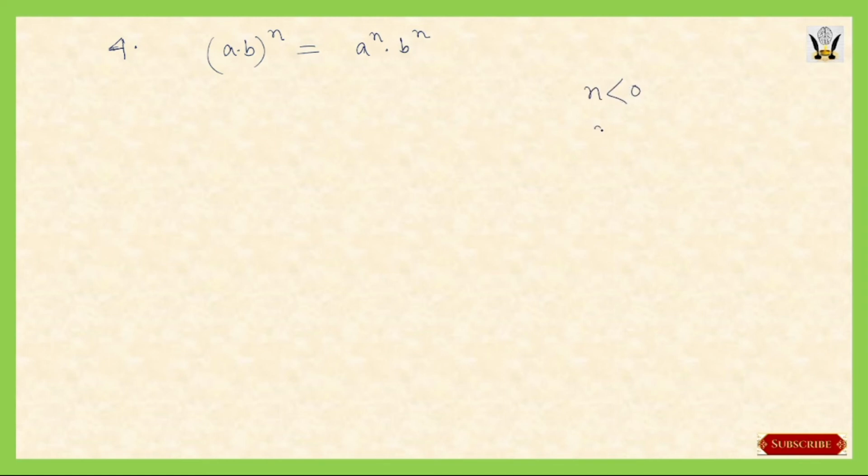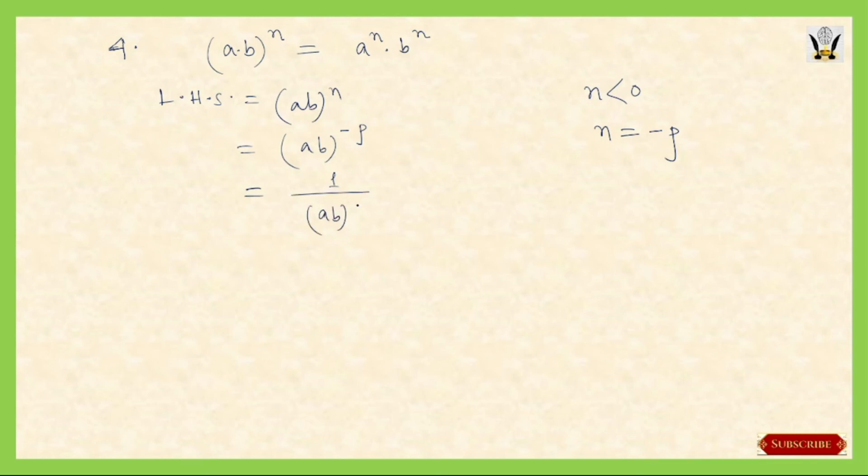So n is negative, so we will assume that n is equal to say minus p. Now we will replace that n, the negative exponent, in the left hand side, so ab to the power n can be written as ab to the power minus p. Now minus p means it will be written as 1 divided by ab to the power p. So now in the denominator the exponent is positive, so it will easily obey this rule. So it can be further written as a to the power p multiplied by b to the power p. It will obey this law because in the denominator the exponent is positive.